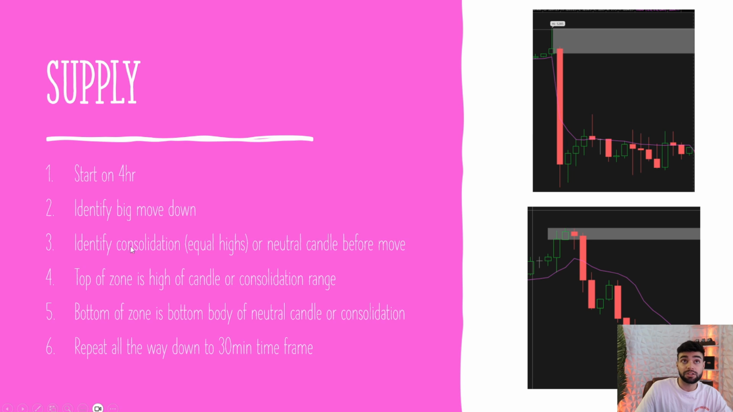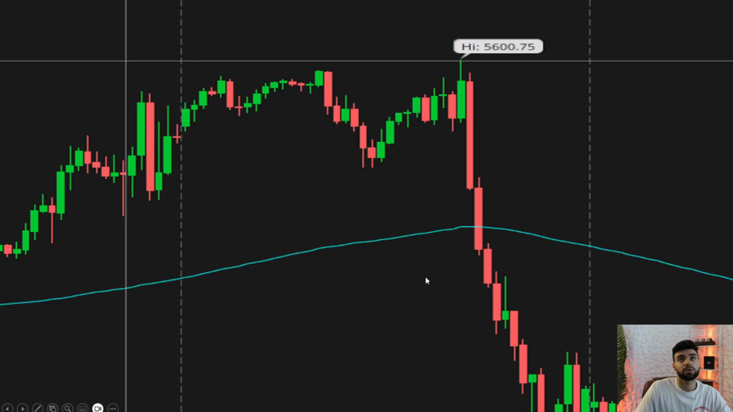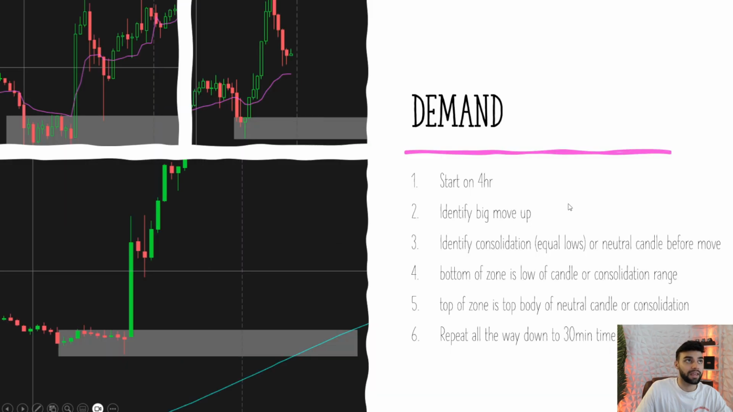Now, for supply, we're going to start on the 4-hour time frame and identify a big move down. Identify consolidation, equal highs basically, or a neutral candle like this before the big move down. Now, the bottom of the zone is going to be the bottom of the consolidation body, or the bottom of the candle body, and the top is going to be the top wick of the consolidation, or the top wick of the neutral candle. So it's very, very simple. Quick little test. We have this right here. Where's our supply? Bottom body, top wick. Another supply right here, bottom body, top wick, consolidation, and a neutral candle. So you have both examples.